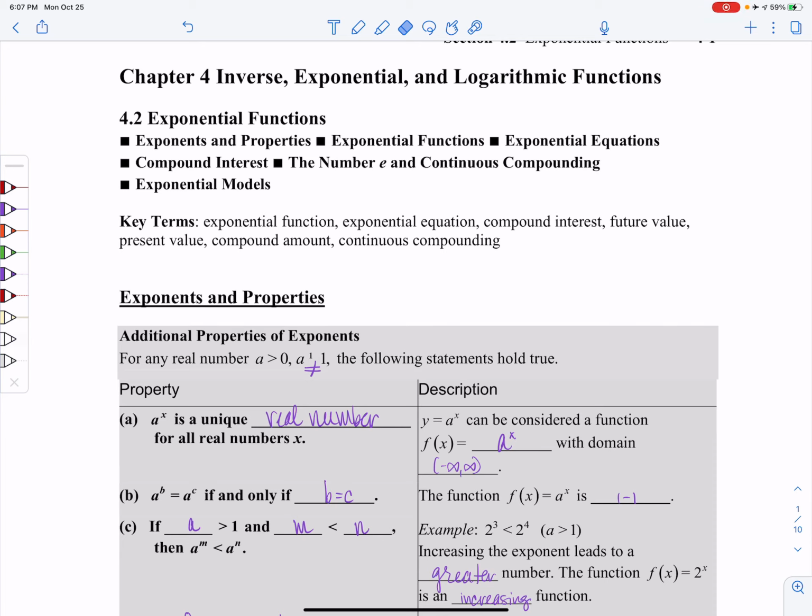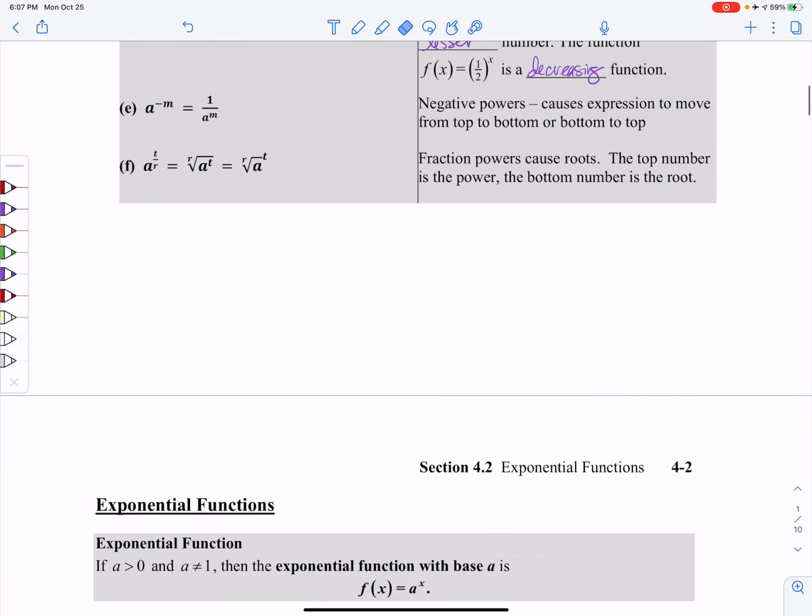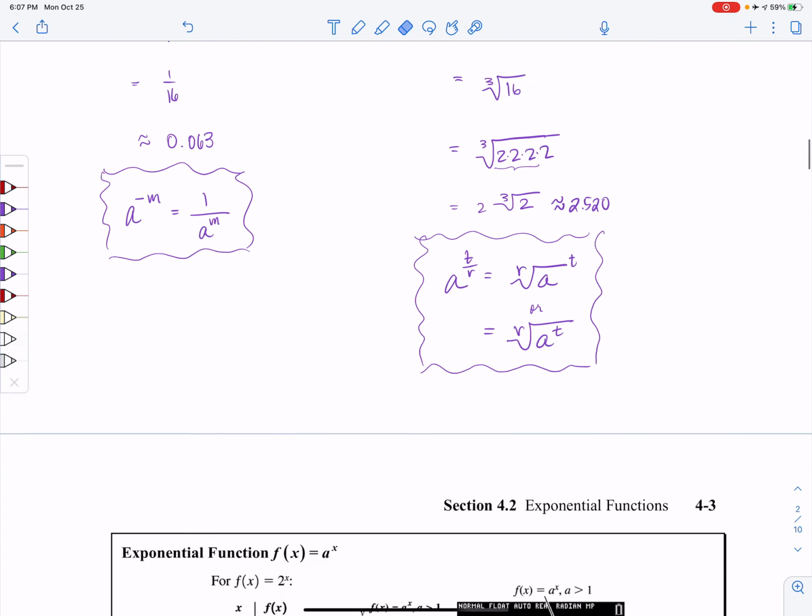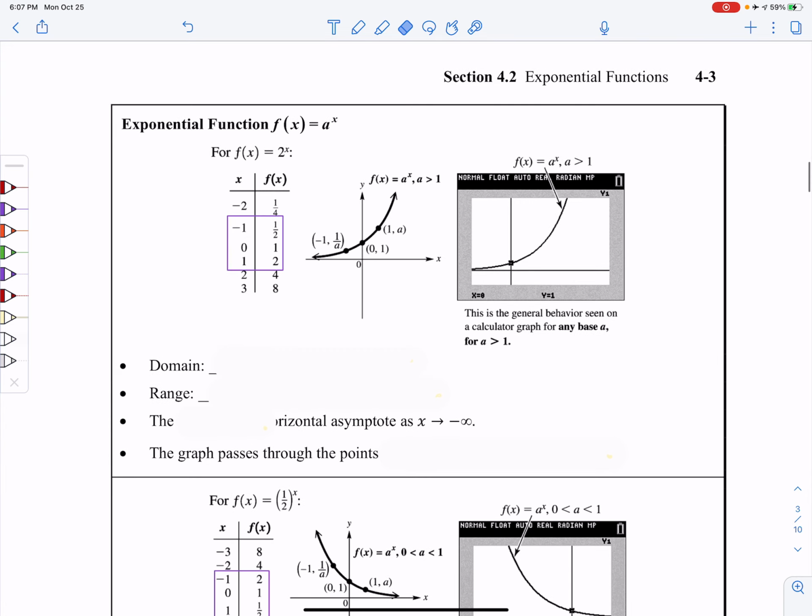Welcome back to section 4.2. This is the second of probably 4 videos that we're going to be doing with the exponential. In this video, we're going to be talking about the exponential parent. So let's go down and take a look at what the exponential parent graph looks like.